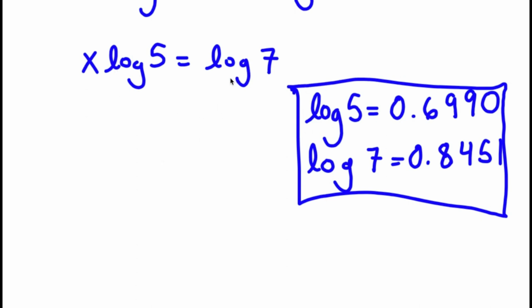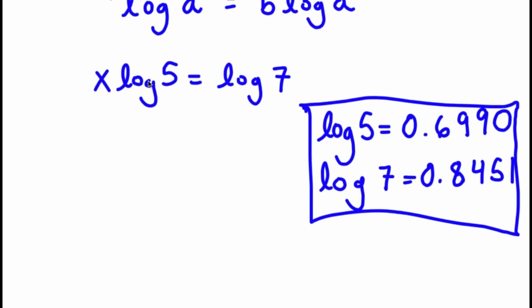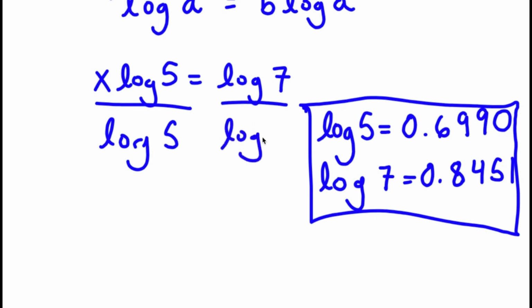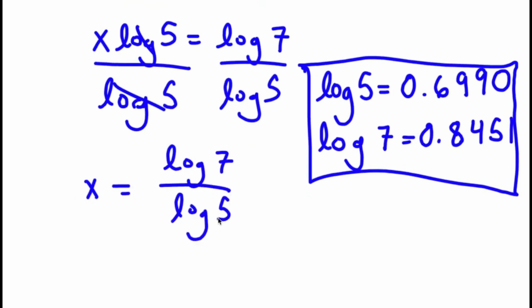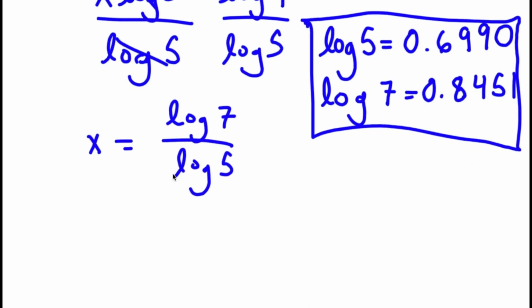Alright, so now what I'm going to do is first start by dividing both sides by log 5. So then these two cancel out. And now I'm going to be left with x is equal to log 7 over log 5. Now, I know that log 7 is equal to 0.8451.